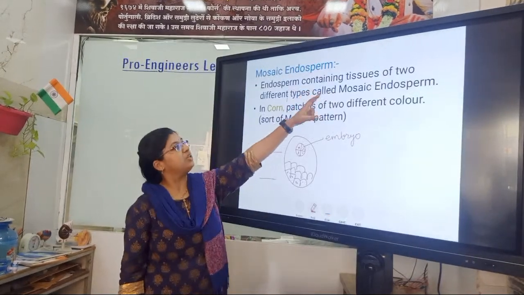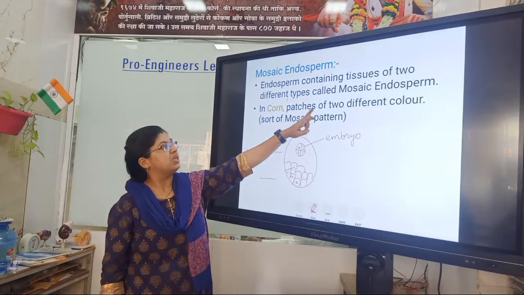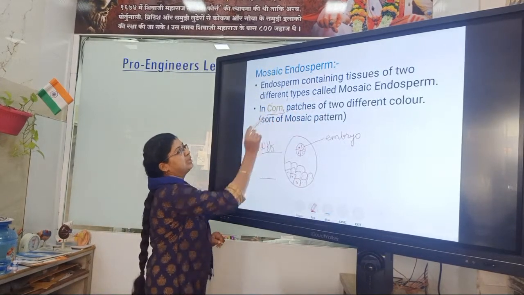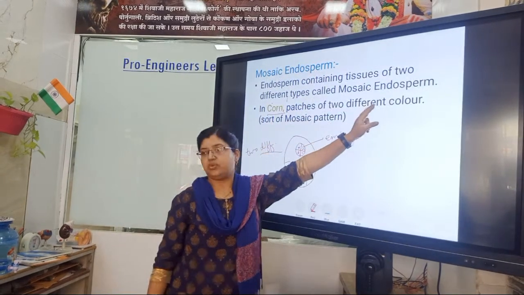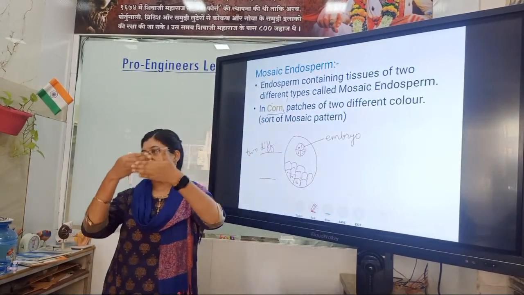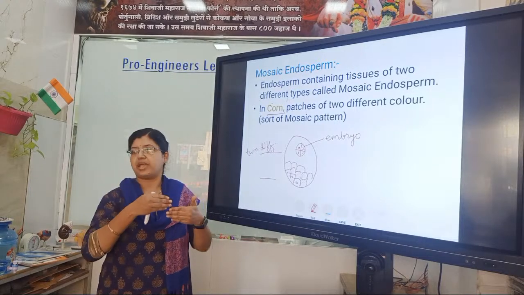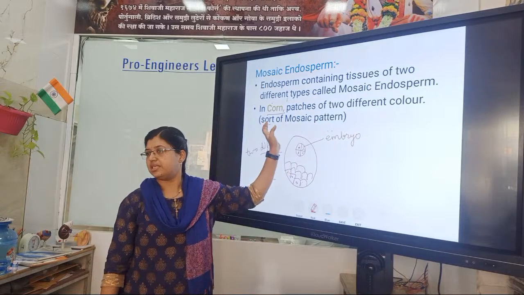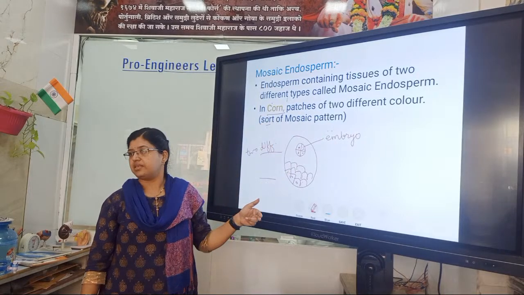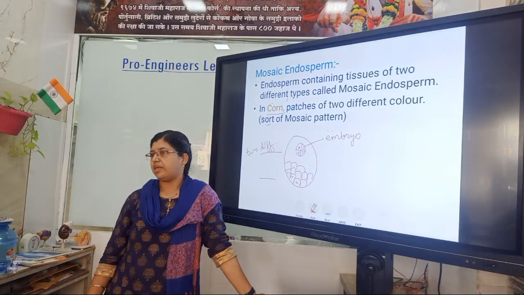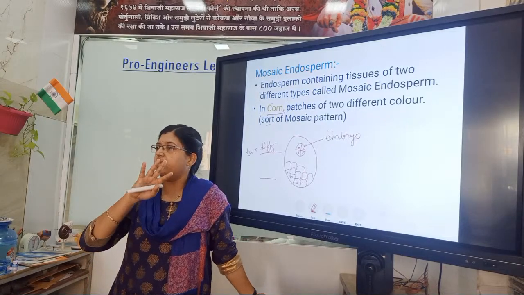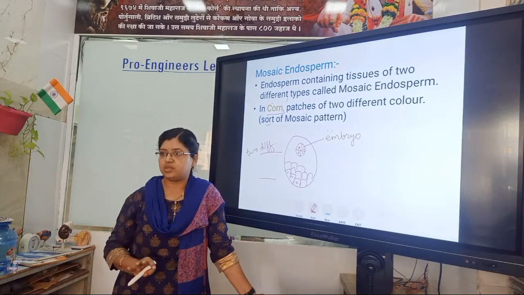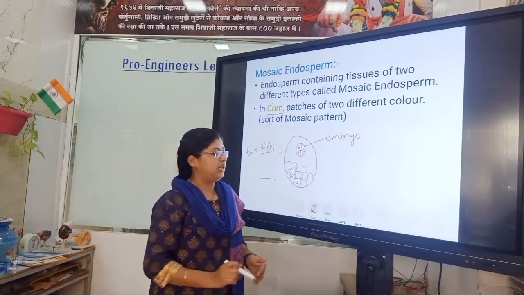It contains tissues of two different types, called mosaic endosperm. In corn, for example, there are patches of two different colors. So it is a sort of mosaic pattern. Here, mosaic pattern means the endosperm is having two different patches or two different colors. Clear?